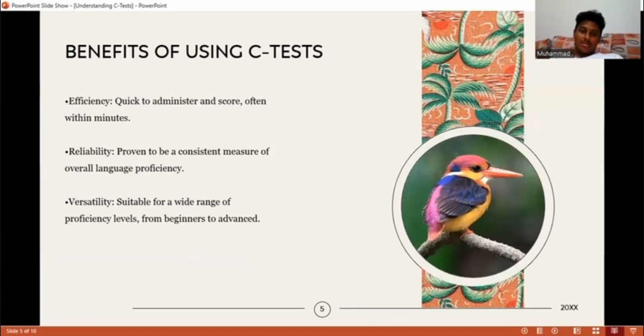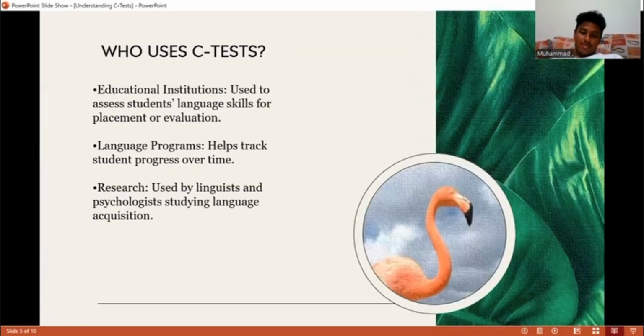Benefits of using the C-test. Efficiency: quick to administer and score, often within minutes. Reliability: proven to be a consistent measure of overall language proficiency. Versatility: suitable for a wide range of proficiency levels, from beginner to advanced.